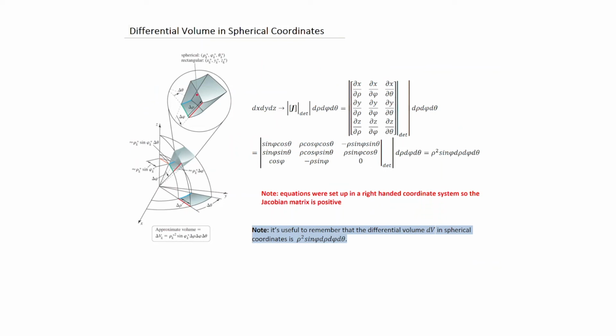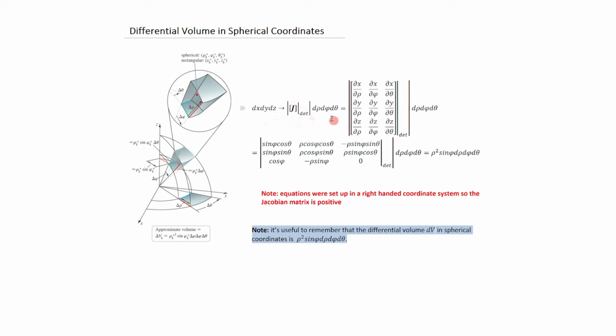All right, so just a couple pictures here basically describing the differential volume in spherical coordinates. Let's first look at how the computation of the differential volume takes place. So dx dy dz would transform into the absolute value of the determinant of the Jacobian matrix. As we mentioned before, if you're dealing with a right-handed coordinate system, then the determinant will always be positive. In this case, it will be positive.